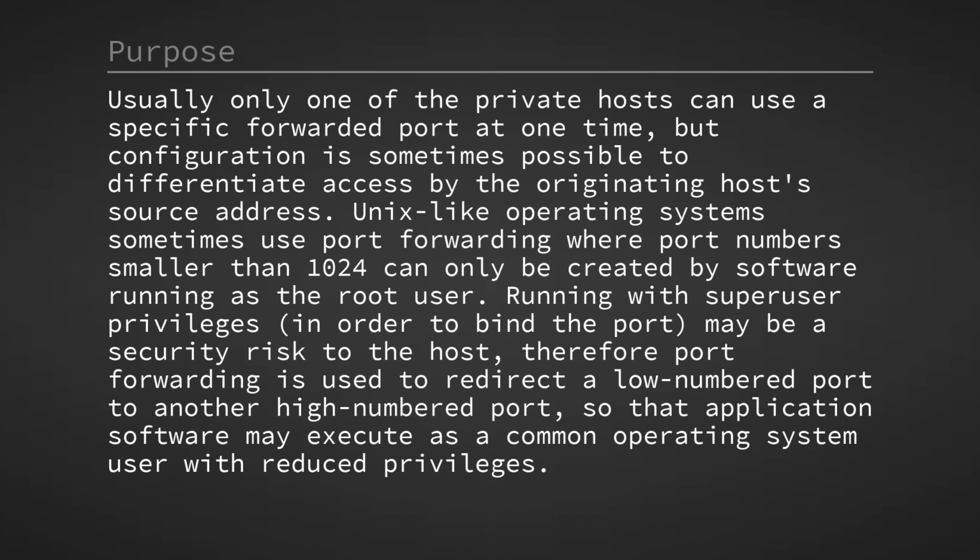Unix-like operating systems sometimes use port forwarding where port numbers smaller than 1024 can only be created by software running as the root user. Running with superuser privileges, in order to bind the port, may be a security risk to the host. Therefore, port forwarding is used to redirect a low-numbered port to another high-numbered port, so that application software may execute as a common operating system user with reduced privileges.